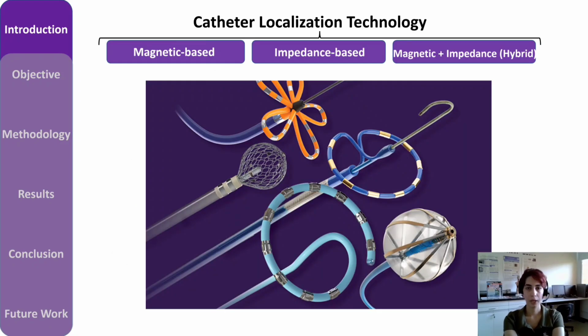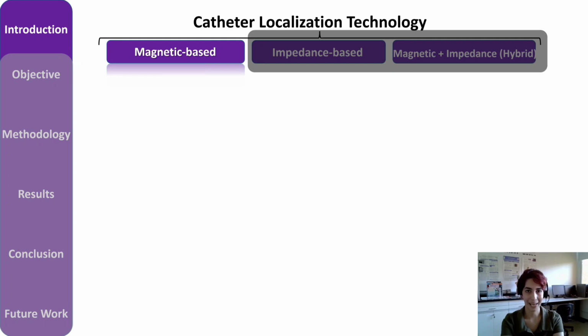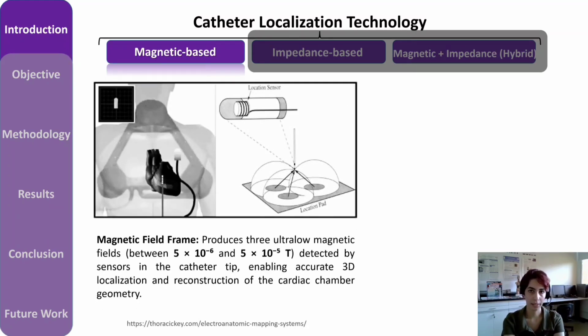Now I'm going to talk about catheter localization technologies. The first one is magnetic-based. How does this technology work? We use a magnetic field frame under the table of the patient, and it produces 3 ultra-low magnetic fields, which are detected by a sensor in the tip of the catheter.